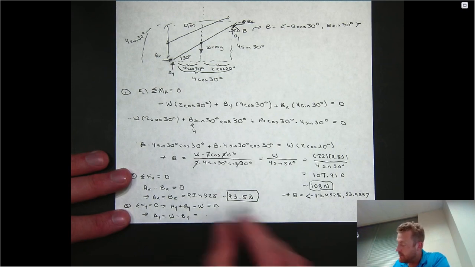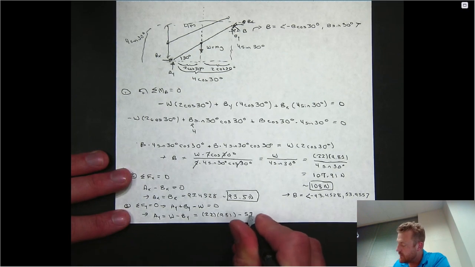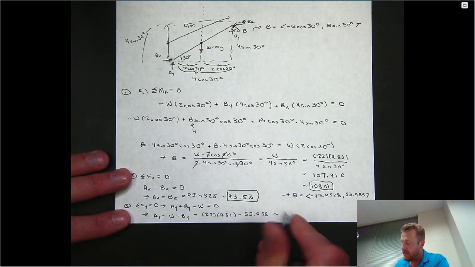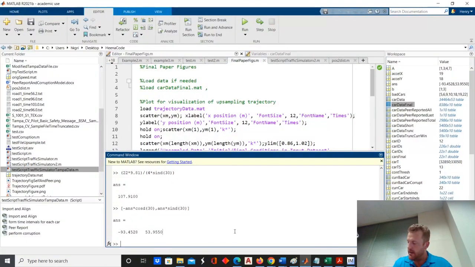So that, again, will be the weight, which we have is 22 times 9.81 minus the Y component of B, which was 53.955. And if we actually compute what that is, 22 times 9.81, and then if we subtract away 53.955, we get an answer of 161.865, which rounded to 3 sig figs is just going to be 162 newtons. So that is AY, and that is in the upward direction.